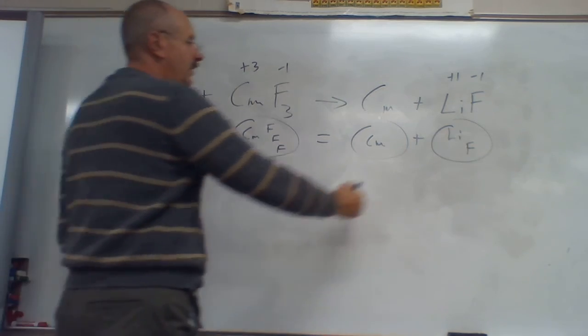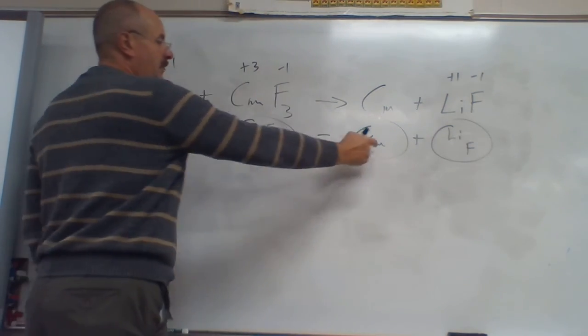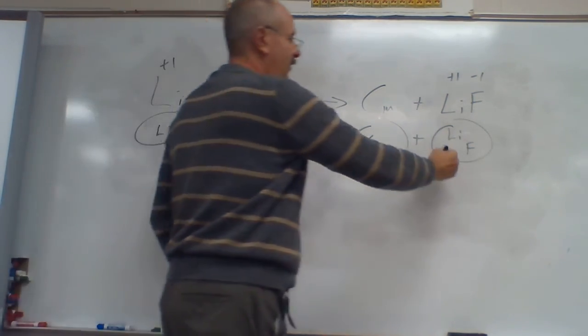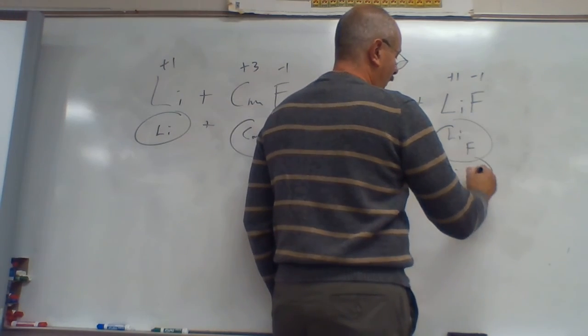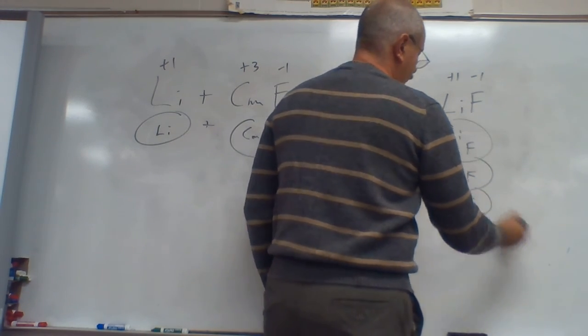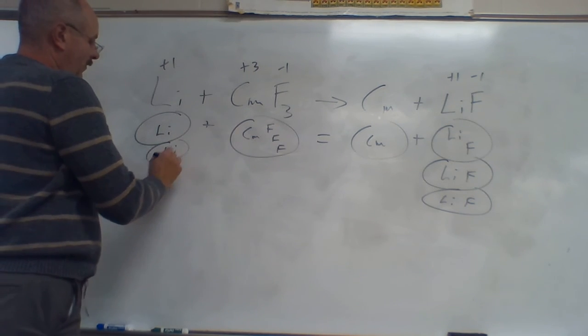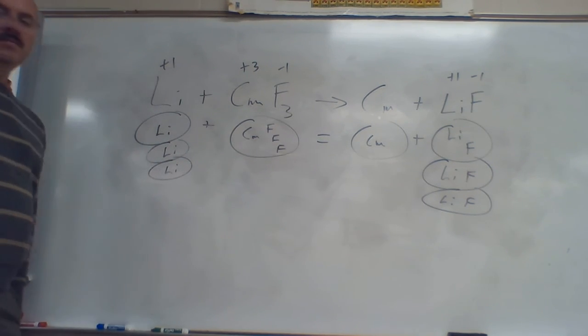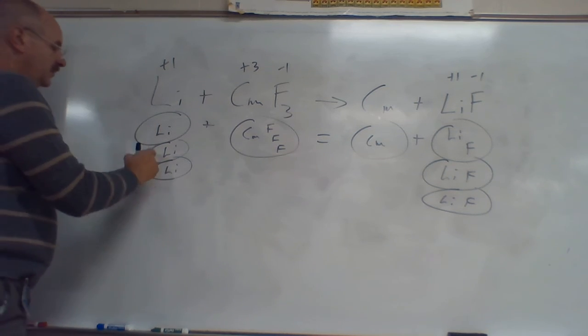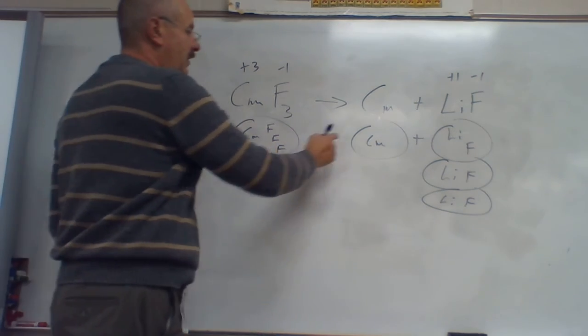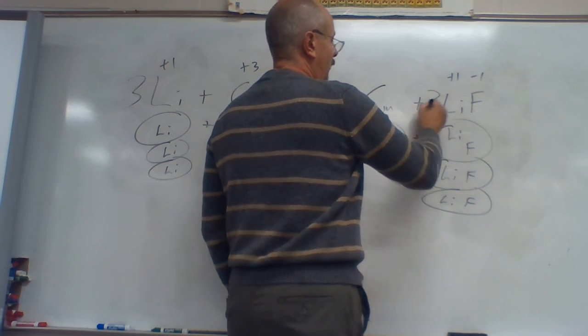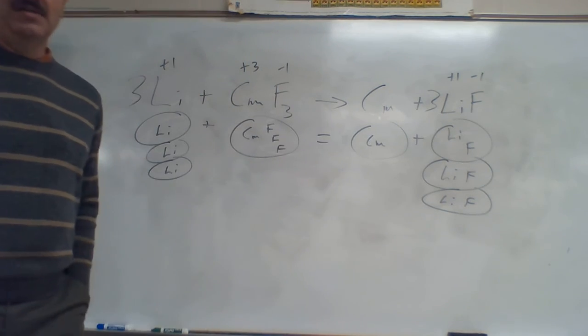So I got 1 Li, 1 Li, 1 Cm, 3 Fs, oh, I only got 1 F. So I need some more of this guy. There's my 3 Fs. I messed up my Lis. There we go. Now it's all even. So I got 1, 2, 3, put a 3, 1, leave it blank, 1, leave it blank, 1, 2, 3, put a 3. And there's my final answer.